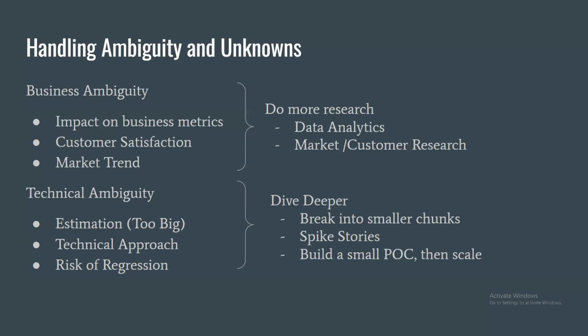Typically, your Scrum team will have two types of ambiguity, business ambiguity and technical ambiguity. I'm not including the cultural ambiguity or the ambiguity about job safety and all that, but purely from the Scrum perspective, business ambiguity is: what is the impact on the business metric? If I launch this feature, will it actually have an impact or not? Will it positively affect customer satisfaction? Will it fit with the market trend? Competitors are developing certain things, and we are developing certain other things. Which one will win?